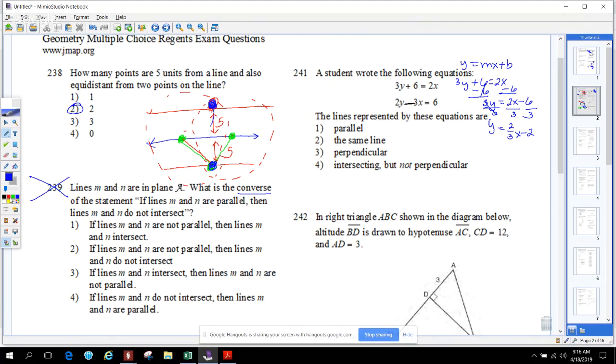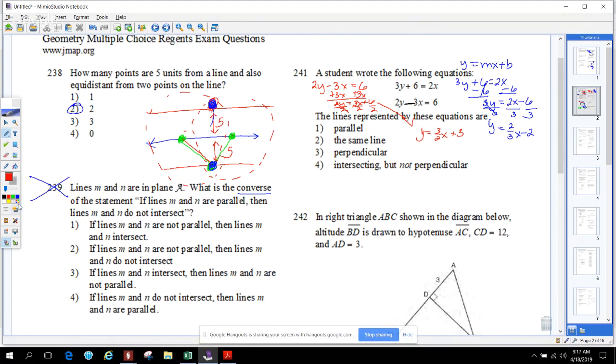Then I'm going to do it for the other equation. This equation is 2y minus 3x equals 6. So we're going to add 3x to both sides. Leaves me with 2y equals 3x plus 6. Divide each thing by 2. So my other equation I'm going to write down here. Y equals 3/2 x plus 3.